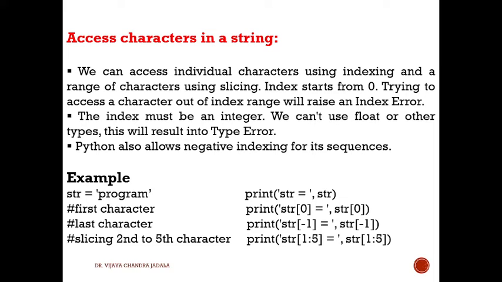String equal to single quote program. First character, last character, slicing second to fifth character. print. str equal to, in single quotes, comma, str[0], str[-1], str[1:5].